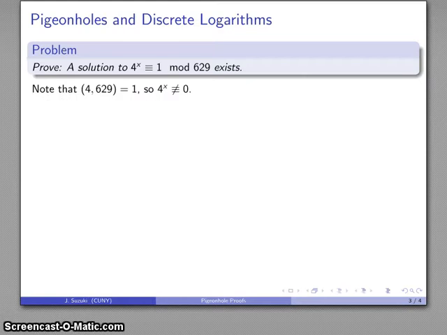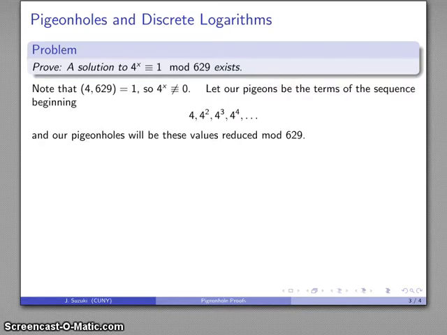Alright, so we'll note a couple of important things. First of all, the values 4 and 629, their greatest common divisor is 1. So that tells us that 4 to the power x is never going to be congruent to 0. Since this is a statement on YouTube, you know that it must be true. Actually, you should think about how you might prove such a statement. Here's a quick reminder. If it ever is 0, then that says somehow we've managed to collect the factors of 629 from powers of 4. Well, remember the fundamental theorem of arithmetic guarantees that the prime factorization of a number is unique.